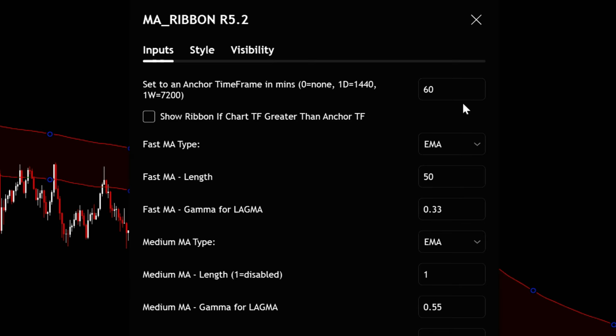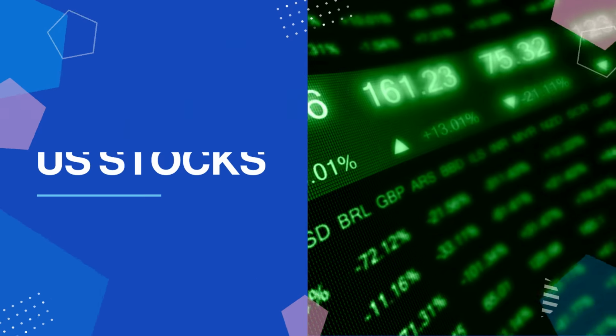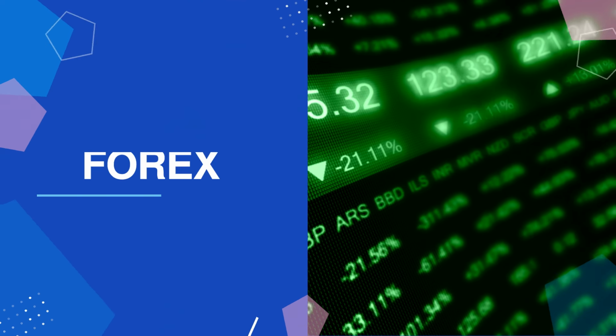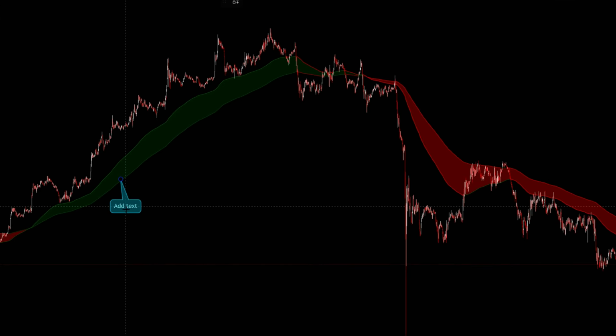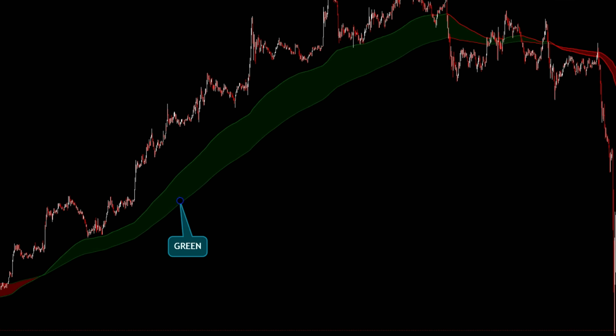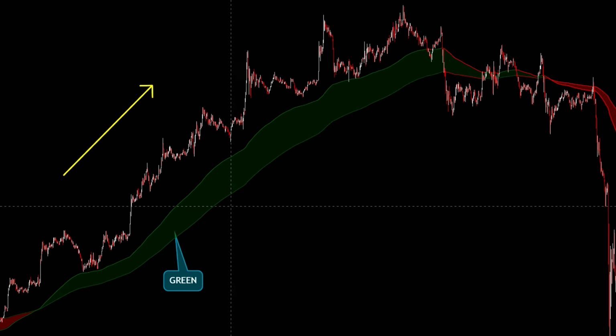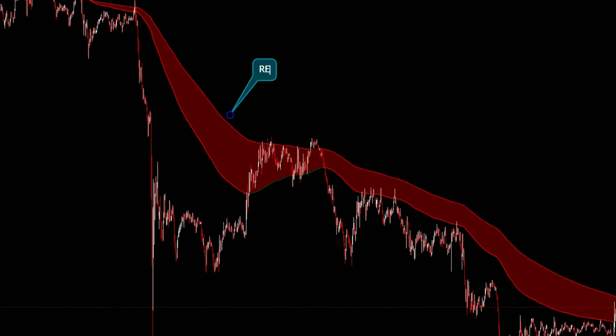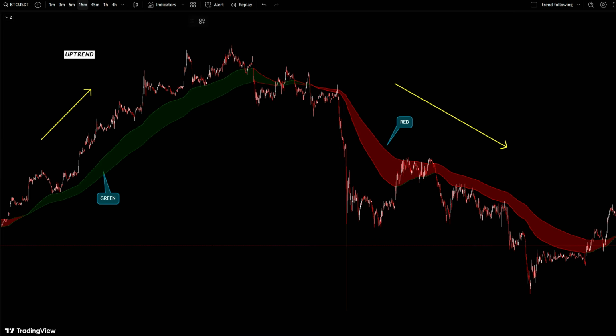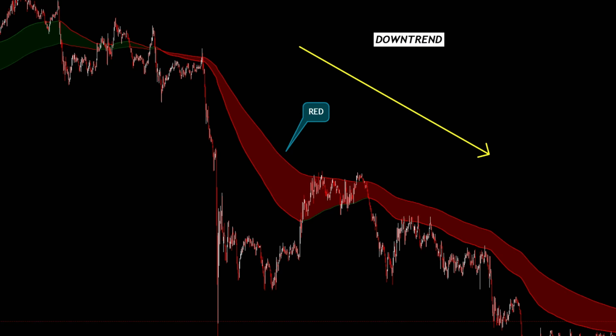And here's why this matters in trading, whether it's US stocks, forex, crypto, or any other financial market. One of the most powerful principles is simple: always trade in the direction of the overall trend. That's where the MA ribbon helps big time. It uses a colored ribbon to show the trend bias visually. Whenever your candles are above the ribbon and the ribbon itself turns green, that usually signals an uptrend. Buyers are in control. On the flip side, if the price is below the ribbon and it turns red, that's a high probability downtrend, meaning sellers are dominating.